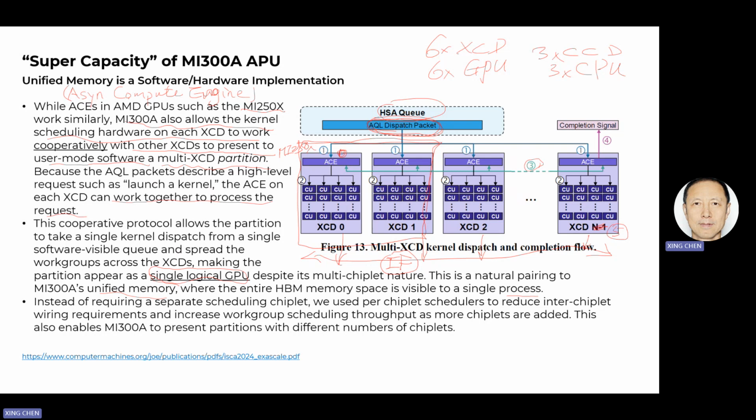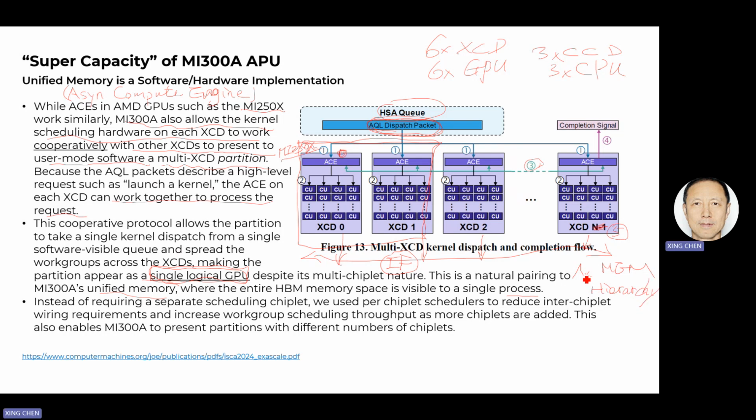This is very interesting, because we have 2 XCDs per MI250X. That means at maximum you can have these 2 XCDs work together. But for MI300A, you have the possibility to have the 6 XCDs work together and present them to the user as a single logical GPU. And this is good. Why is this good? Because we have discussed in the previous part that the MI300A has a single memory hierarchy.